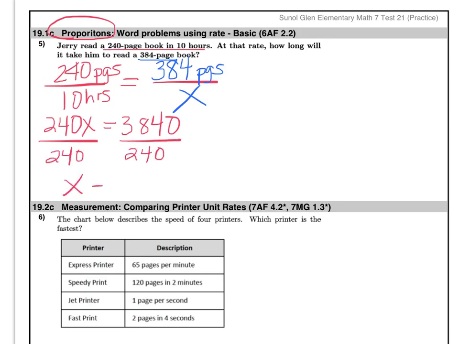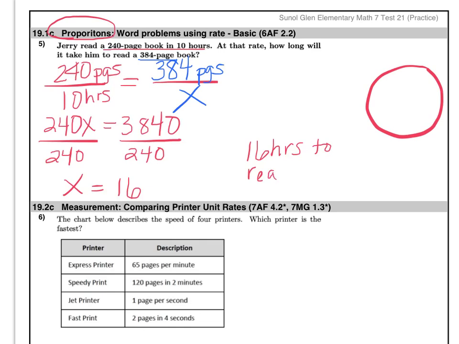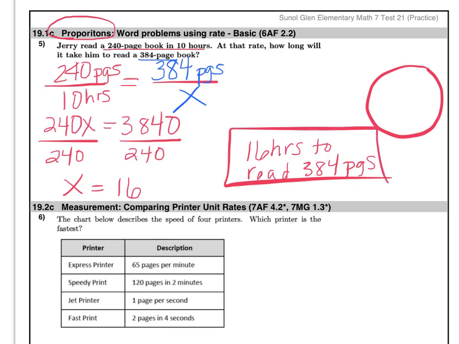And so I end up with x is equal to, and you'll probably have to do some long division, so you can do your long division over here off to the side. And you have 3,840 divided by 240, which is 16. And so what does that 16 mean? It means that it will take him 16 hours to read the 384 pages. Okay, and we can box our answer.